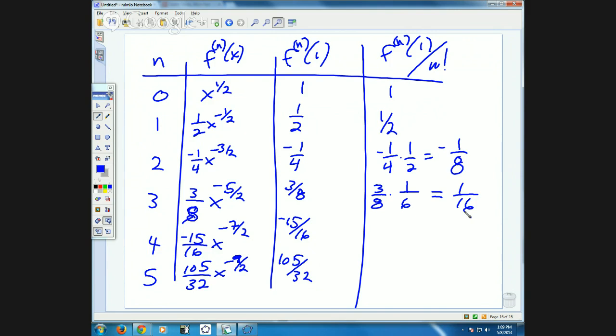Here, I've got, what, negative 15/16. What factorial do I want here? So that's 4 times 3 times 2, and a little bit of cancellation happens. Let's see, the 3 goes into there, leaving a 5 behind. So it looks like we get negative 5 over 128. Is that right? 16 times 2 is 32, 64, 128, yeah.